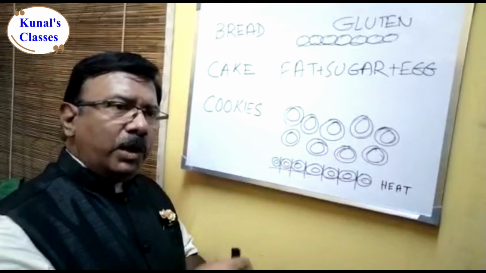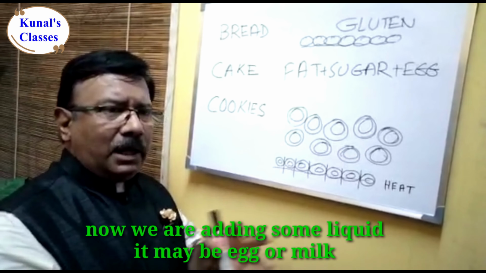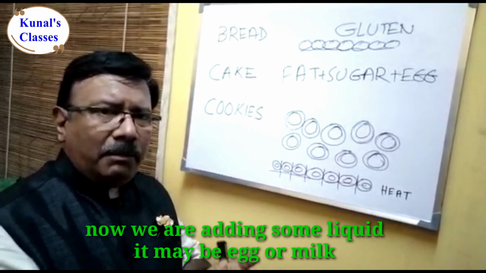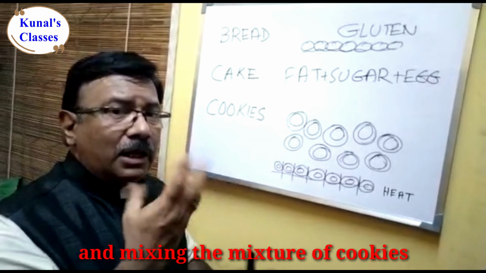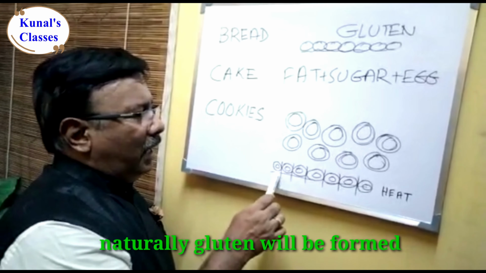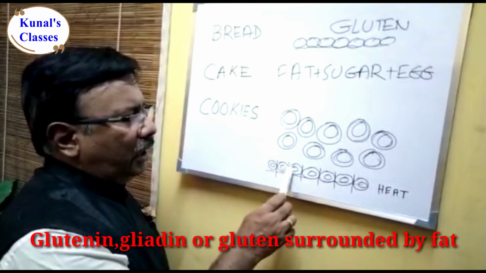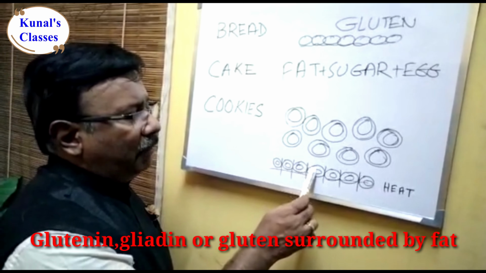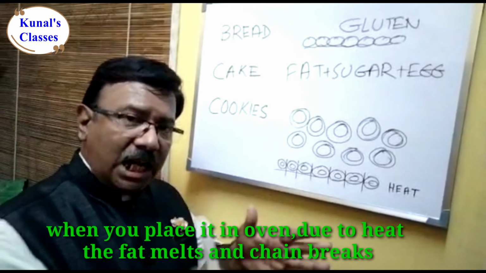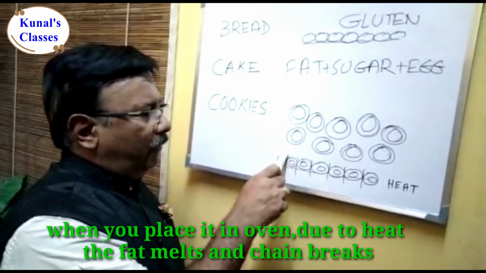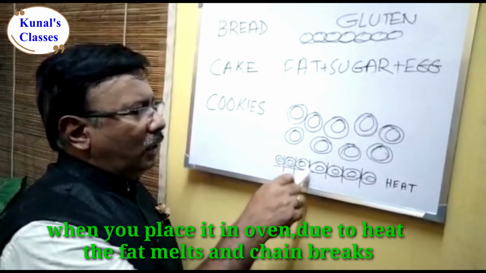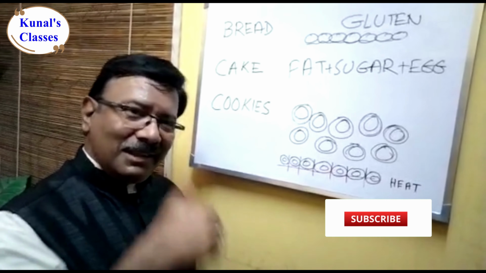Now we are adding some liquid, it may be egg, it may be milk, and we are mixing the mixture of cookies. So naturally gluten will be formed, but when the chain will be formed, each and every glutenin and gliadin or gluten is surrounded by fat. So when you are giving heat in the oven, the fat melts and all this chain breaks. Understood?